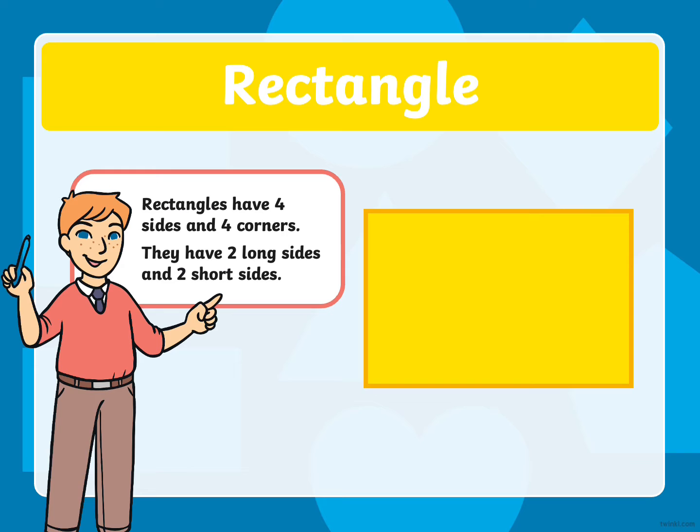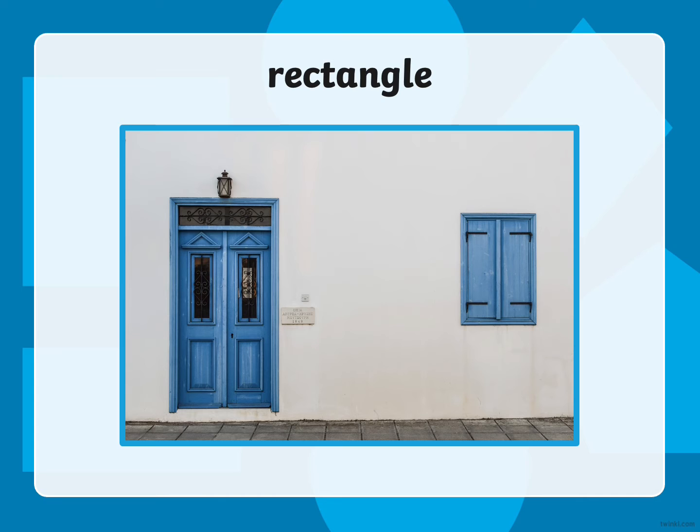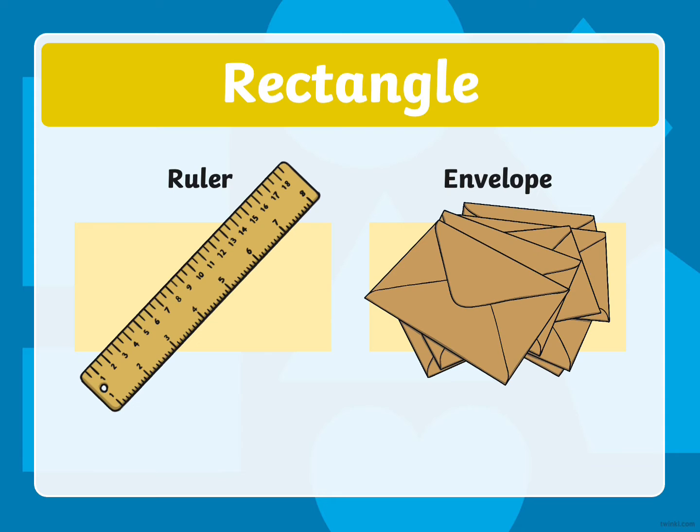Another 2D shape is a rectangle, and rectangles have 4 sides and 4 corners. They have 2 long sides and 2 short sides. So some examples could be a door or a window. And you can see the 2 long sides are the same and the 2 short sides are the same. Another example is a ruler and an envelope.